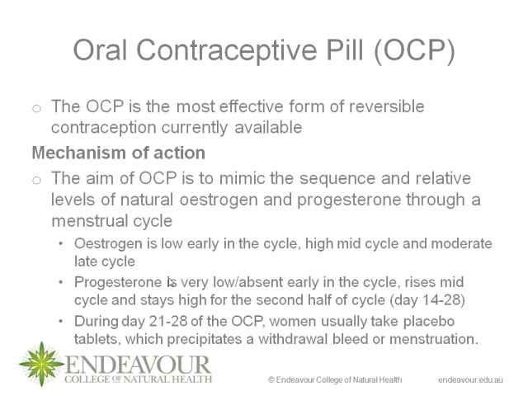During day 21 to 28 of the oral contraceptive pill, women take a placebo tablet, and this precipitates a menstruation, and it also ensures that at the beginning of the next cycle there is low estrogen and low progesterone, mimicking the normal hormonal cycles.